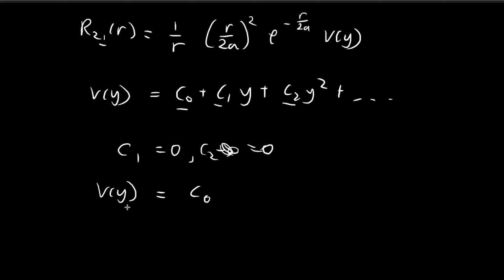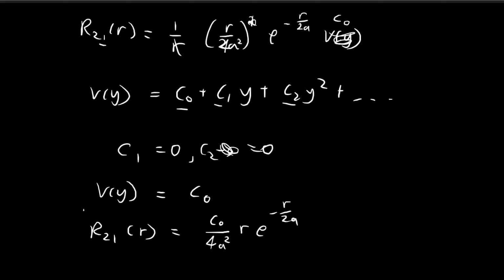And so now we can substitute everything into R21. You can see that there's an r squared here, so we can cancel that out. So this becomes 4a squared, and then this is going to be C0. So in the end, you see that R21 is equal to C0 divided by 4a squared, times r times e to the power of negative r over 2a. So there we have it.